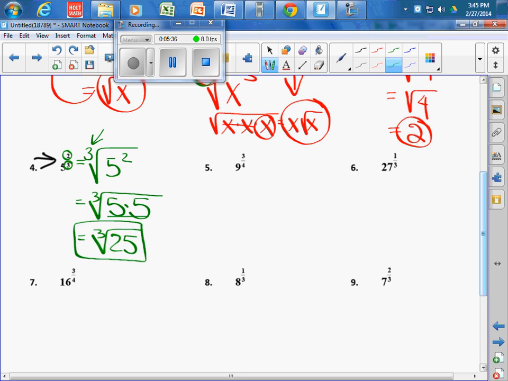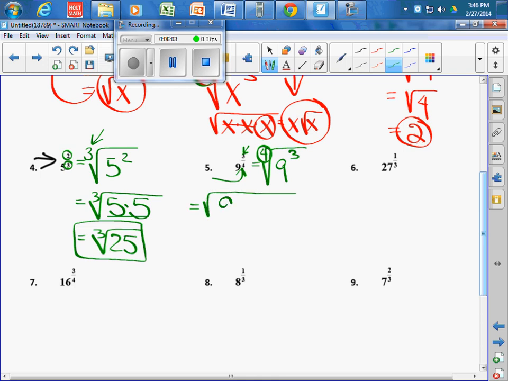All right, number 5. We have 9 to the third power. But now we're looking at the fourth root. Remember, this is the inside number, the exponent. 4 is the outside number, the root. So now I need four factors that are the same in order to be able to pull one out.